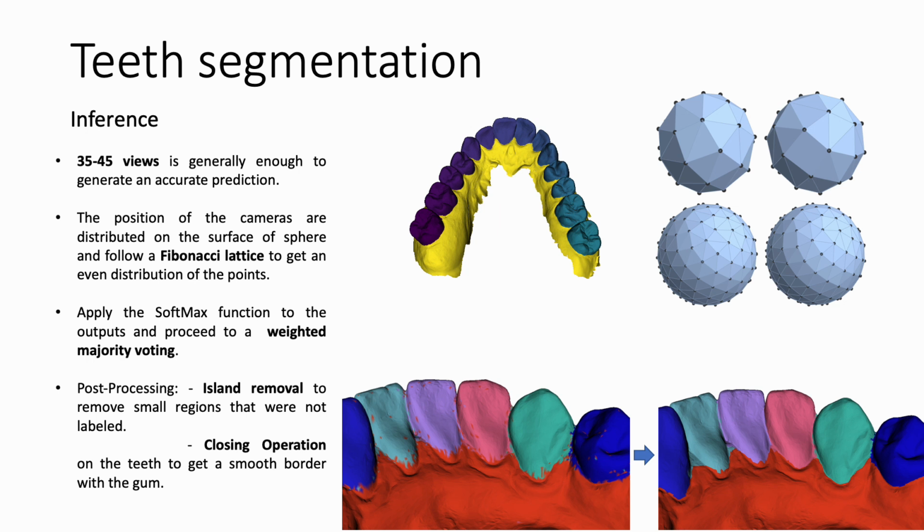There are two post-processing steps. The first one is an island removal step. There are some spots that were not labeled during prediction, and this step gives the label of the neighbors to the spots that were not labeled. The second step is a closing operation that gives a smoother border with the gum.